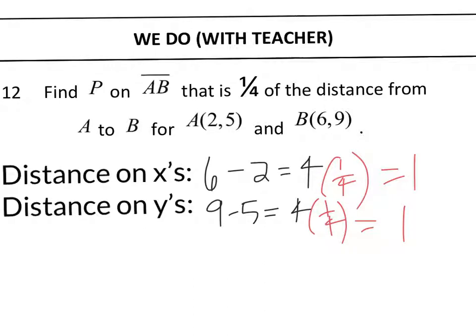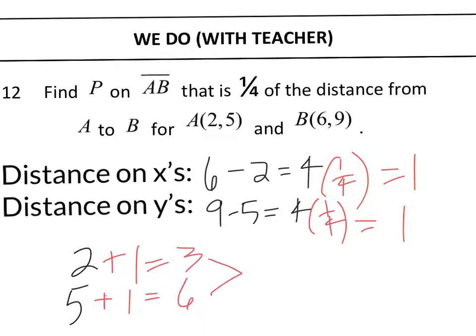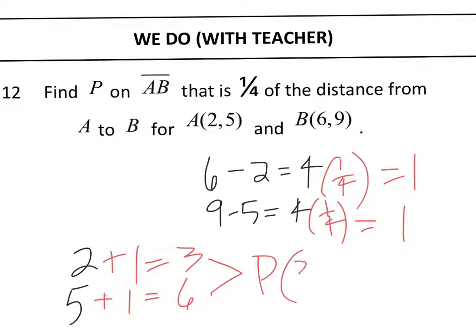So all you do is you take your coordinates for A, 2 and 5, and then you just add those partial distances. So plus 1 and then plus 1. So I get 3 and 6. Those are the coordinates for your new point P. Point P will be at (3, 6). Okay?